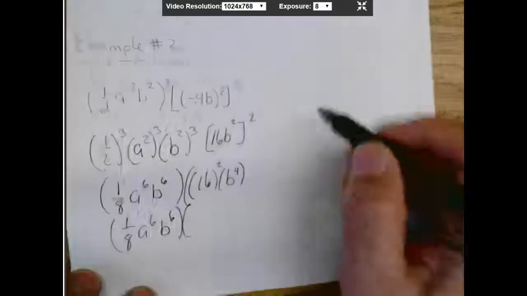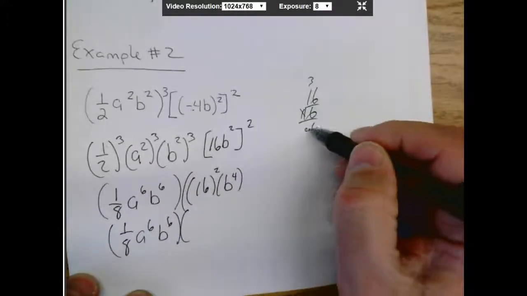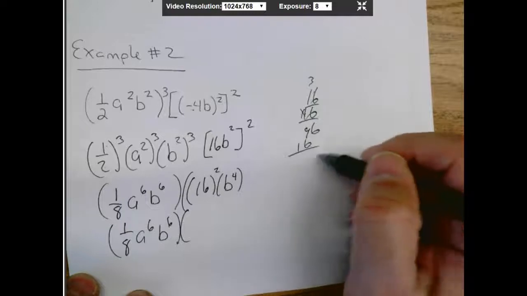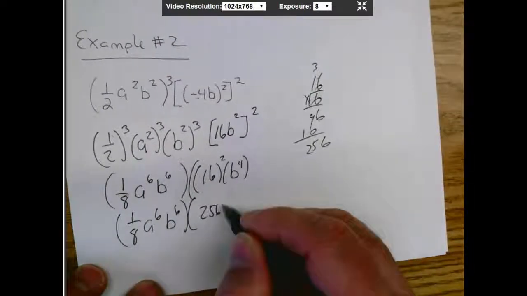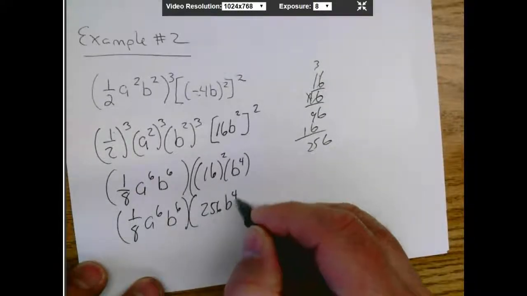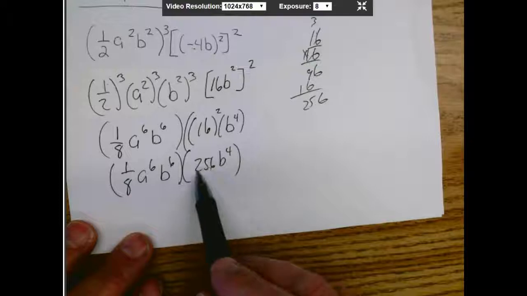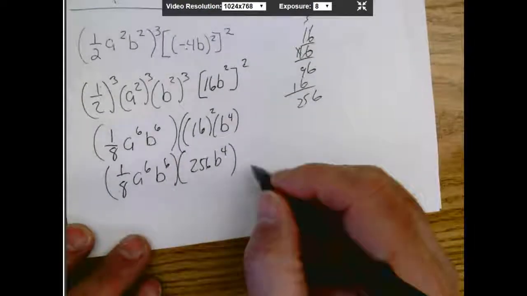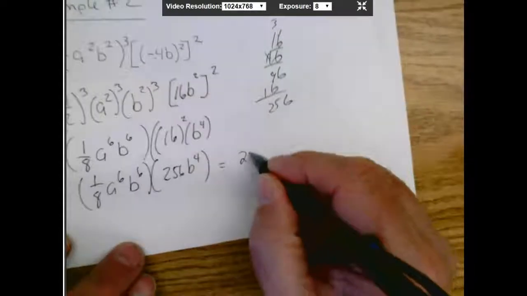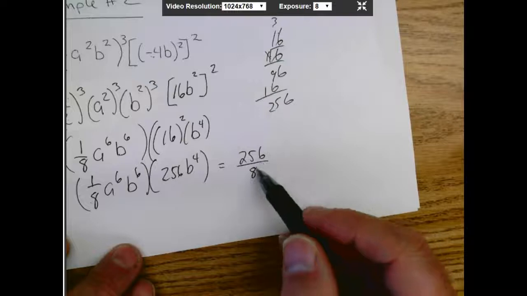16 squared, so 16 times 16. Let me just do that really quick. 256, times b to the fourth. All right. Then we're going to do like terms. 256 over 1 times 1/8. And we'll just put that over here. 256 divided by 8, or times 1/8. We're going to end up with that.